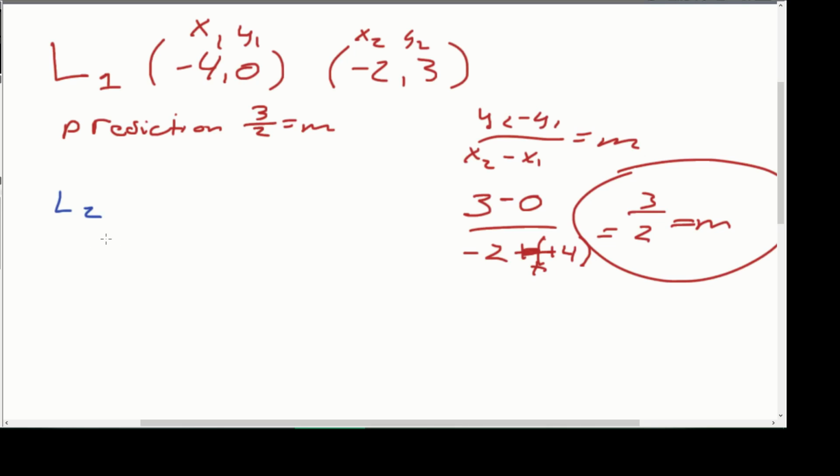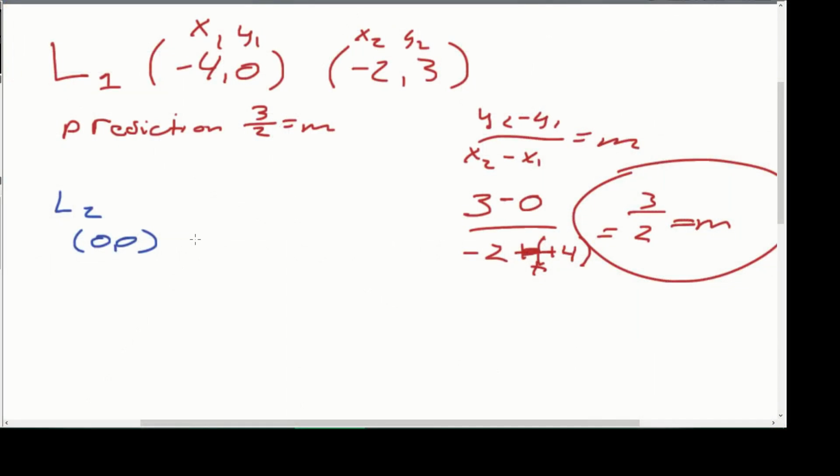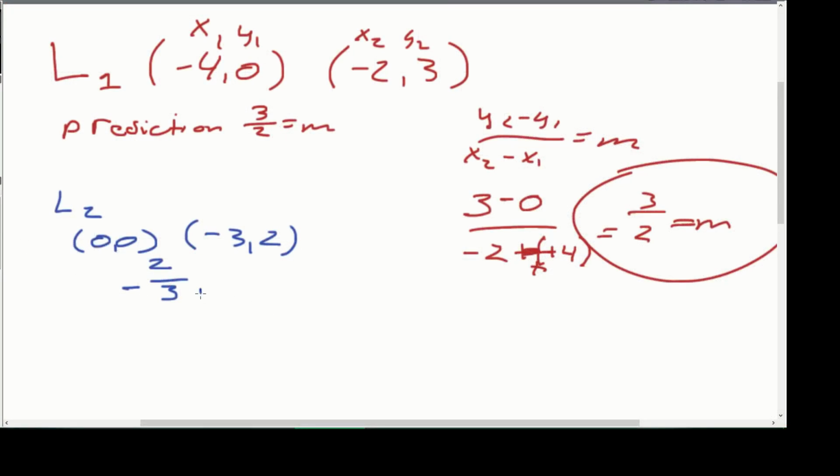So my line 2, conveniently, my first point is 0, 0. And my second point, if I go from 0, 0, I'm going to follow the line, and it looks like right here, I am at negative 3, positive 2. So first I'm going to write the point, negative 3, positive 2. Now I'm going to make a prediction. I had to go, my run was negative 3 and my rise was positive 2. So if my run is negative 3 and my rise is positive 2, that's my prediction for my slope.